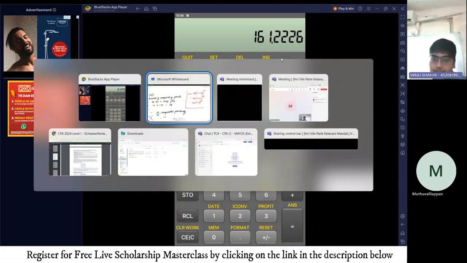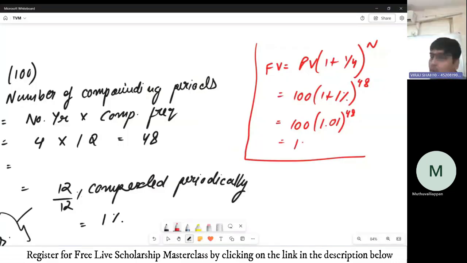आया आपका तन्मय? y to the power x वाला बटन प्रेस करिए. Then 48 equal to, and then multiply it with 100. You will get this. Got this with me?